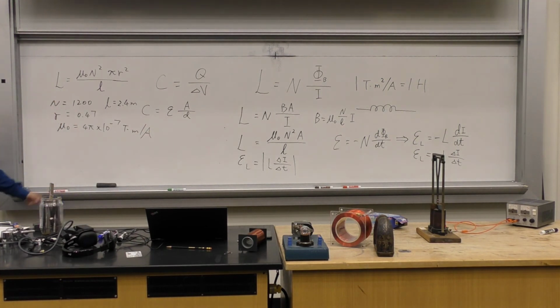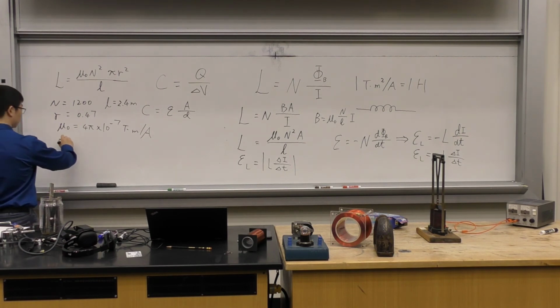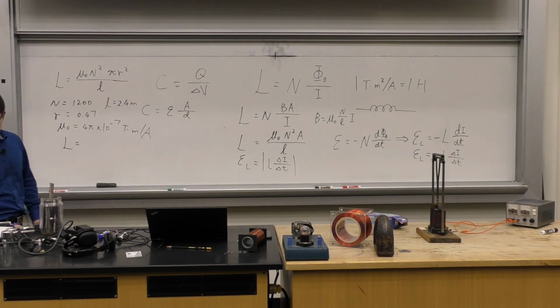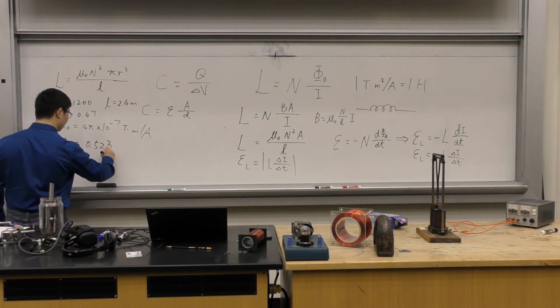Okay, you put all the numbers in. Again, try that. But this is not the final answer, right? This is only the inductance. We use the inductance to calculate the voltage. Don't forget that. This number I found is 0.523 Henry.